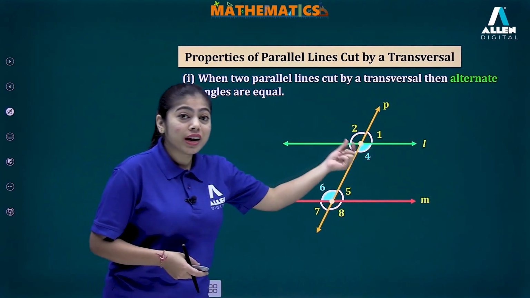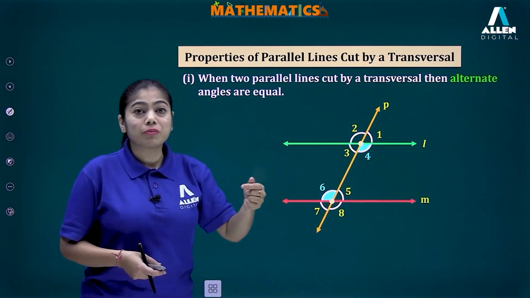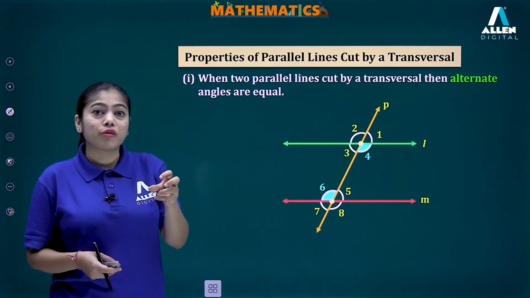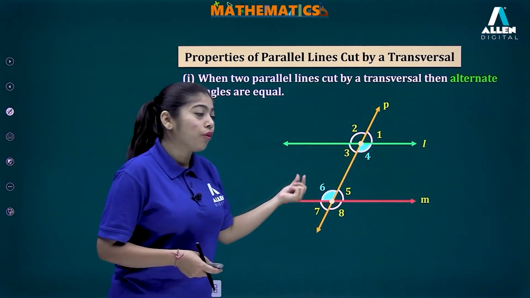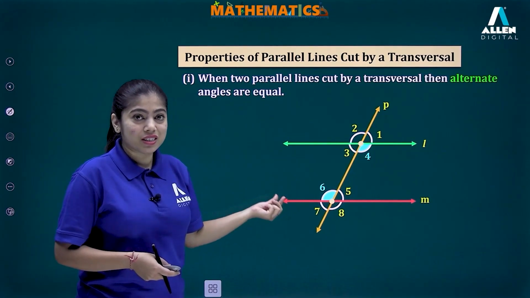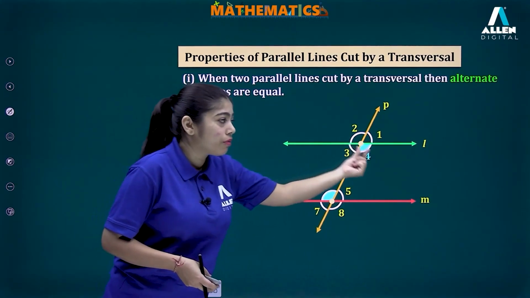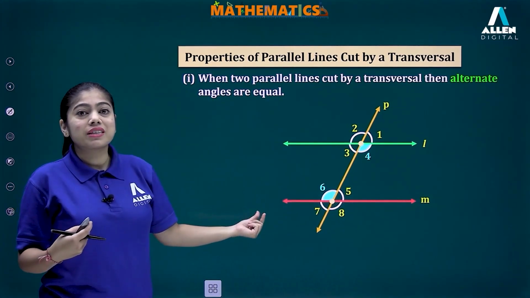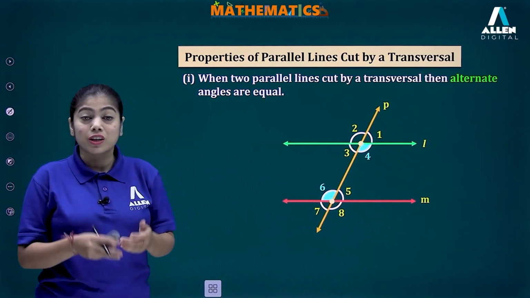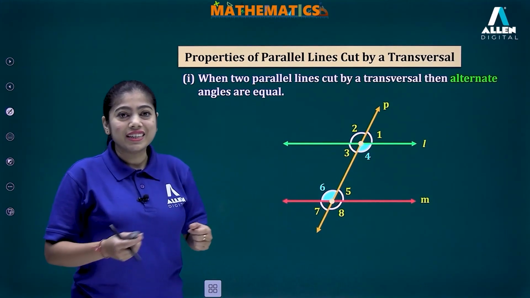Right? So for angle number 4, which angle will be paired with angle number 4 so that it is going to be alternate angles? Here with angle number 4, we are going to take angle number 6. Why? You can see angle number 4 is formed on the right side of the transversal, whereas angle number 6 is formed on the left side of the transversal. Also, both are interior angles.